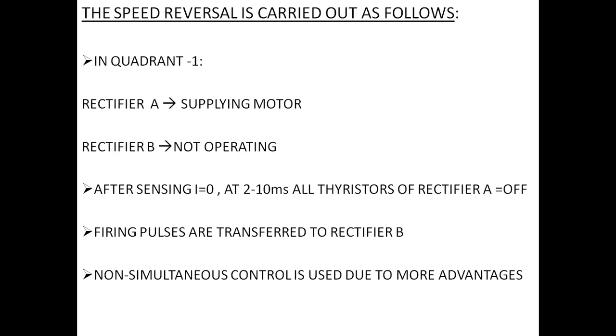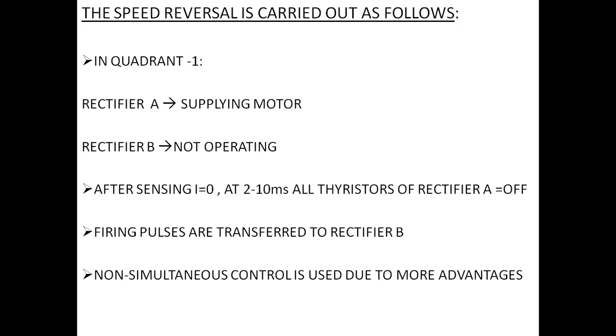But here B will be in off position. So at one time, in quadrant 1, only one rectifier we can control. Only one rectifier will be in on position and the other will be in off position. So for supplying the motor, rectifier A will be helpful and B will be off. Now the firing angle of the rectifier which is on is set to the highest value. So the highest value of firing angle is set for rectifier A.